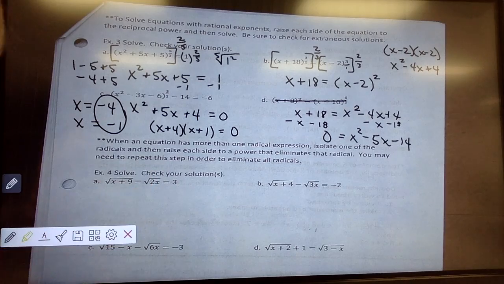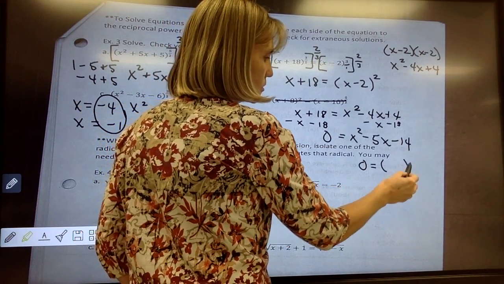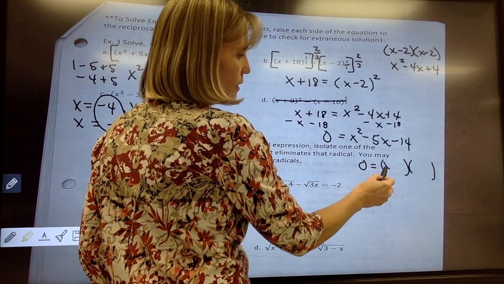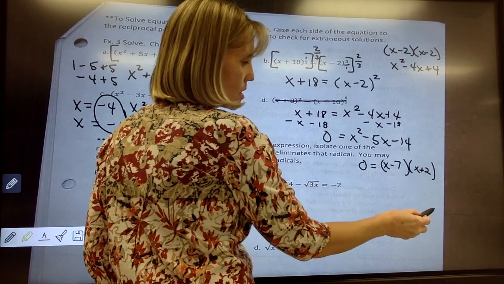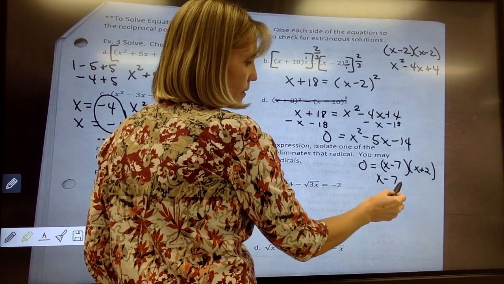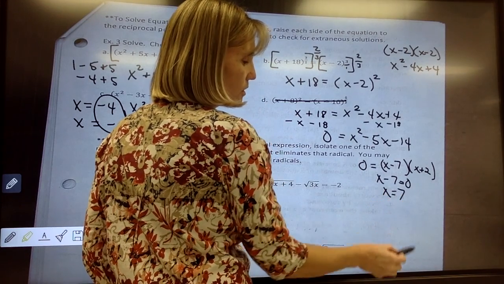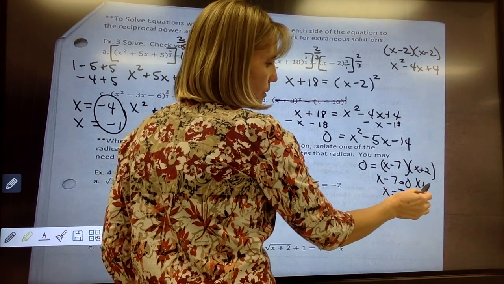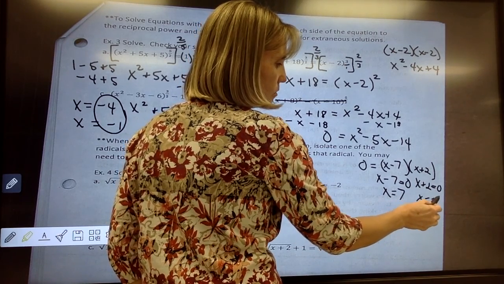Again, we've seen that before. We know that factors. Saw that on an earlier one. So that's going to factor into (x - 7)(x + 2). So when I set x - 7 equal to 0, I'd have to add 7 to both sides, so x would equal 7. If I set x + 2 equal to 0 and subtract 2 from both sides, that's going to be x = -2.